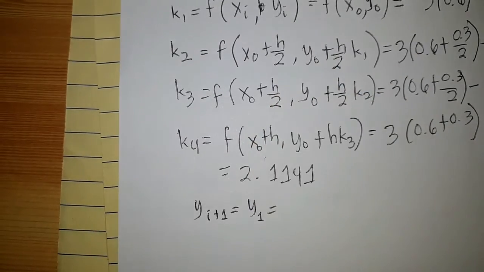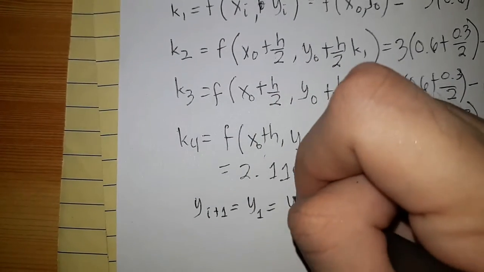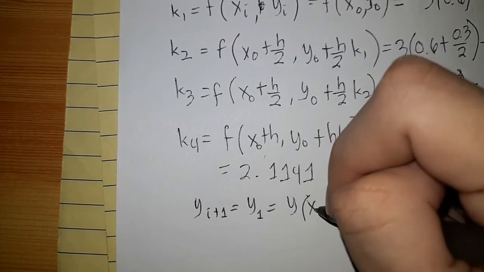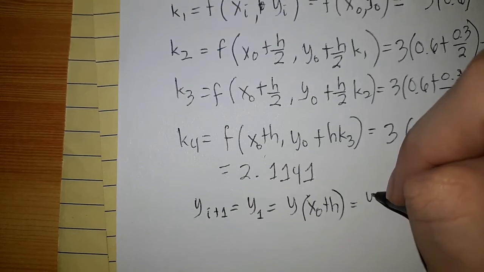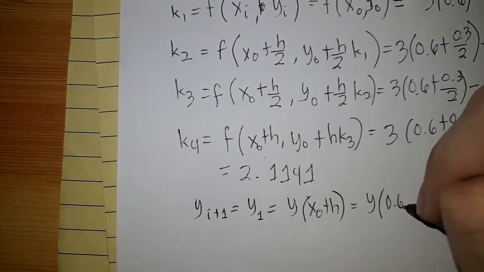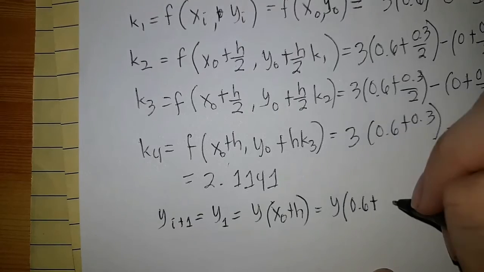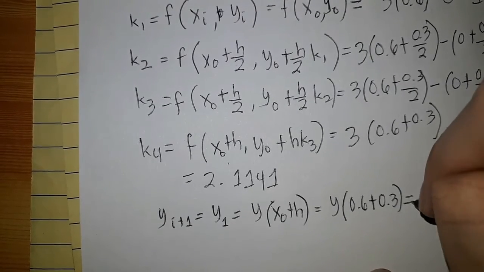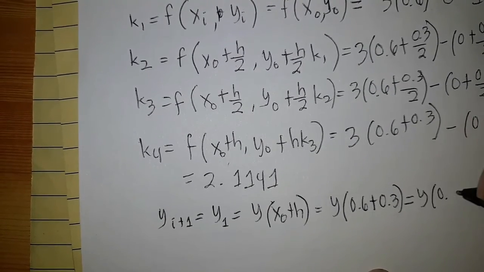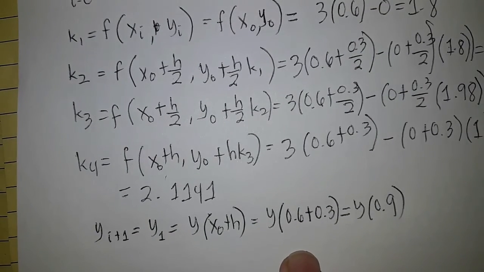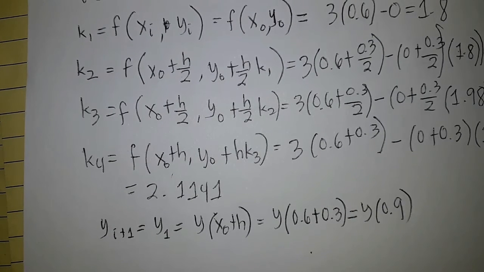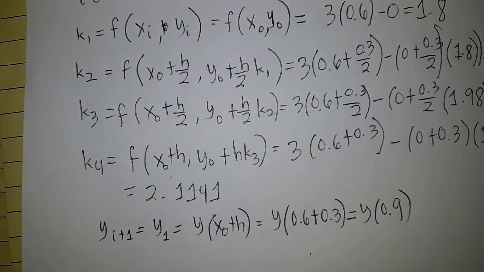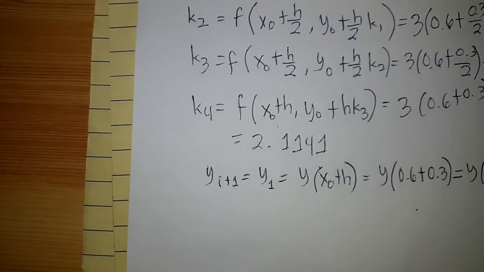sub 1. Y sub 1 is equal to y of x sub 0 plus h. So here we have y of 0.6 plus the step size, which is 0.3. So it is equal to y of 0.9. As you can see, we are now solving for the value of y at x is equal to 0.9. So this is what is required by the problem.